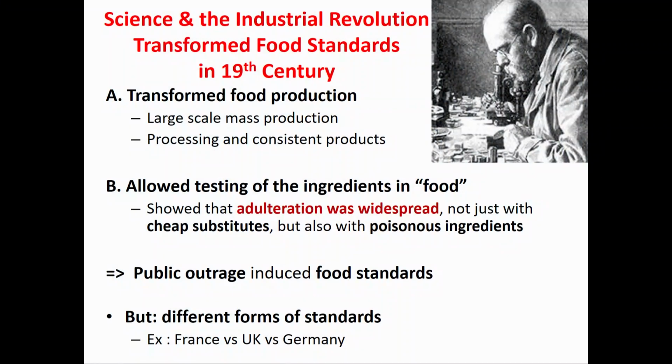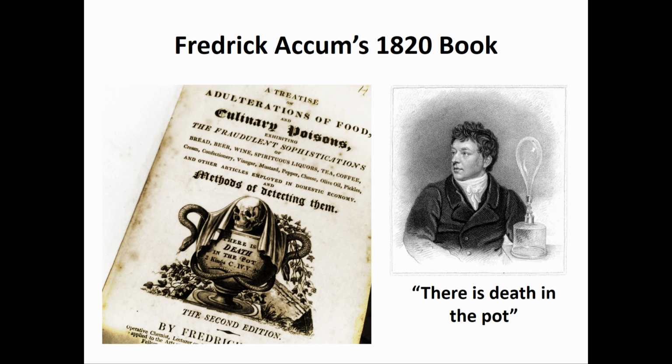Okay, so the first big shift, if you look at modern food regulation, food standards, really comes from the Industrial Revolution. On the one hand, it transforms the way we produce food. I mean, a lot of things change. We can certainly start mass-producing food, processing, consistent production, etc. It becomes possible. At the same time, it also allows people to test what's actually in the food that is being sold. And it turns out there's a lot of stuff in the food which is not supposed to be there.